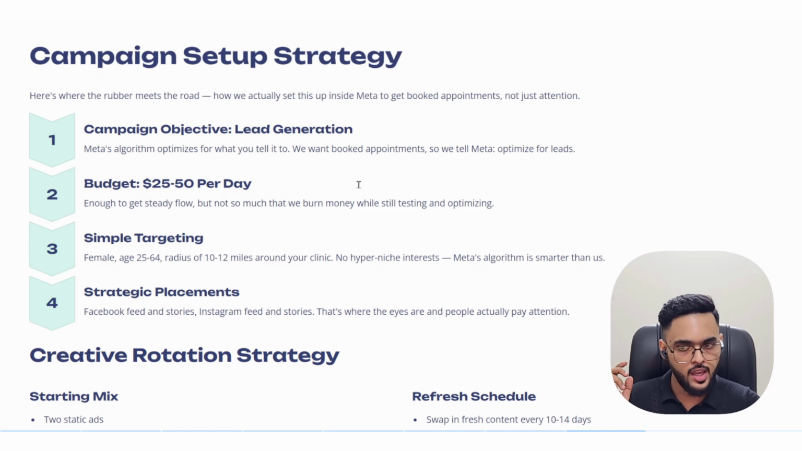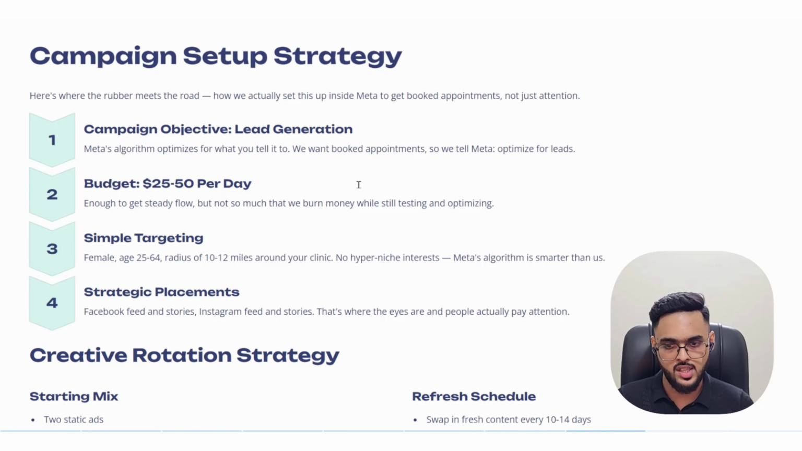Targeting, keep it simple. By the way, I want to add, if you go below $25, the chances are Facebook isn't going to get you a lot of leads or show your ads to a lot of people, because Facebook, like all of us, is in the business to make money, and they make money if you give them money. So, the targeting? Keep it simple. Female, age 25 to 64, radius of 10 to 12 miles around your clinic, and you want to place it on Facebook feed and stories, Instagram feed and stories. That's where the eyes are, and people actually pay attention. Good for B2C stuff like med spas.